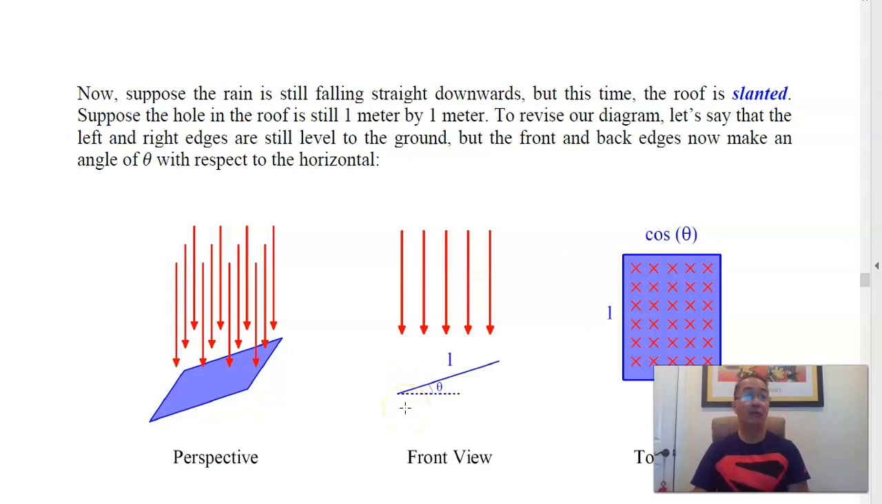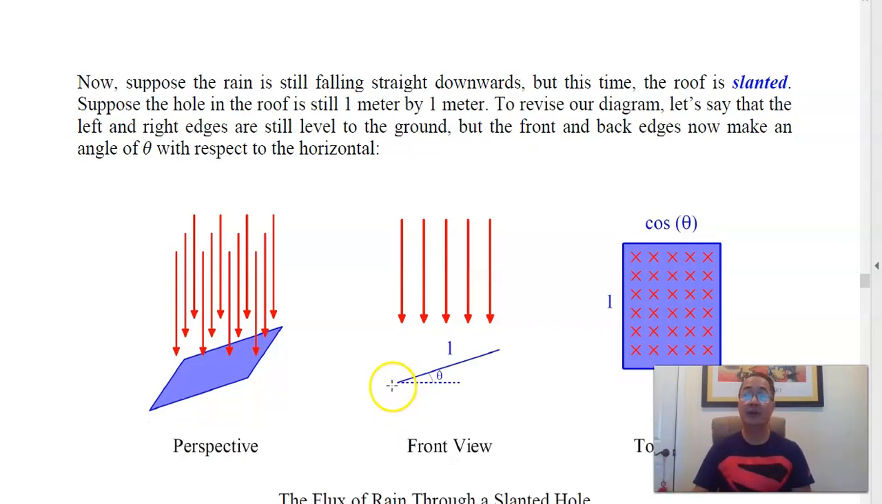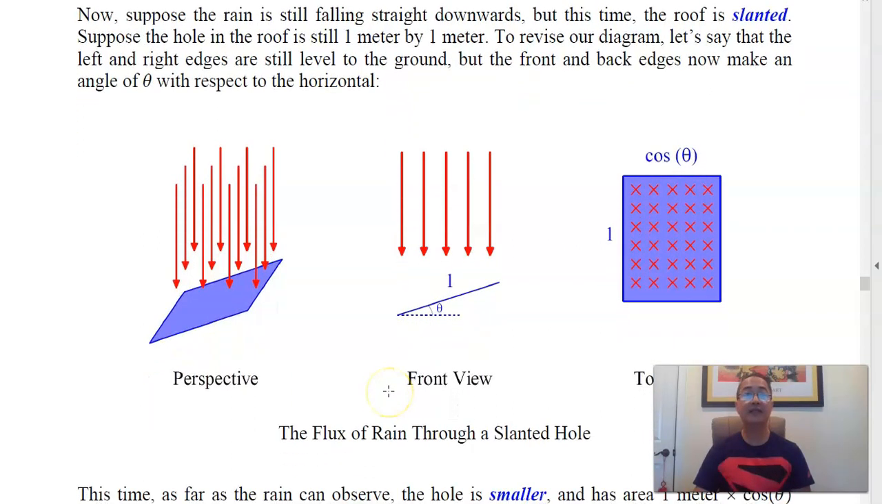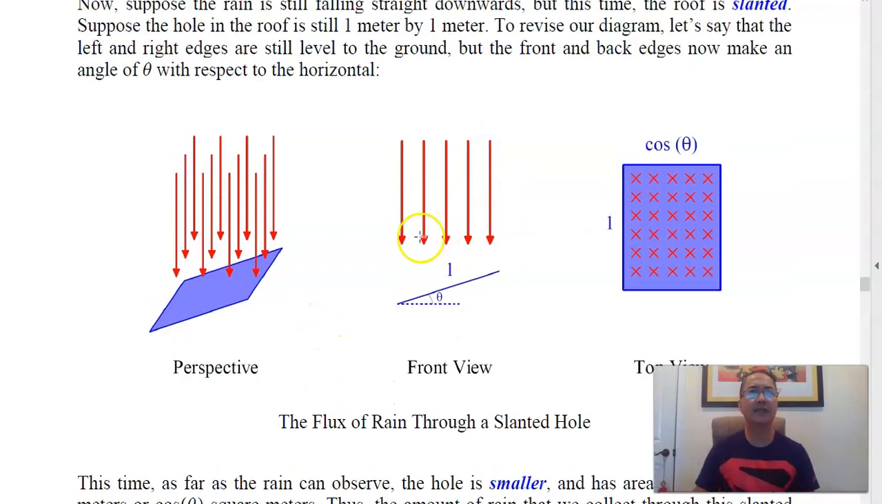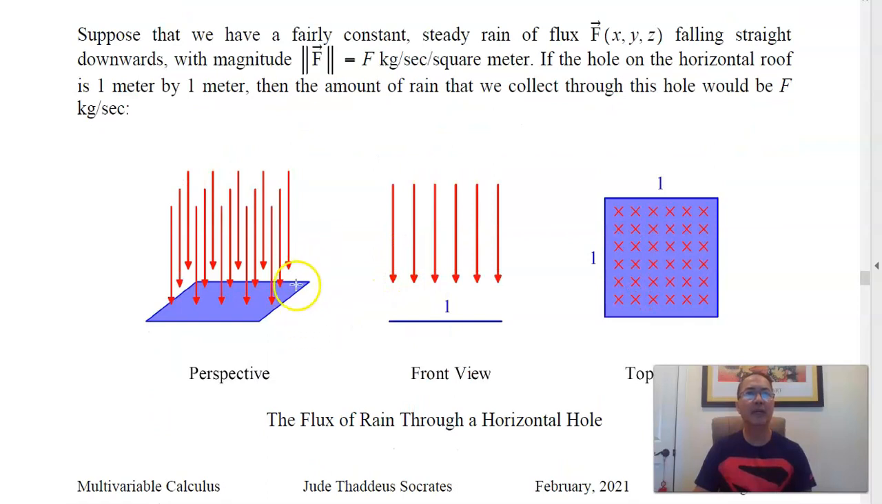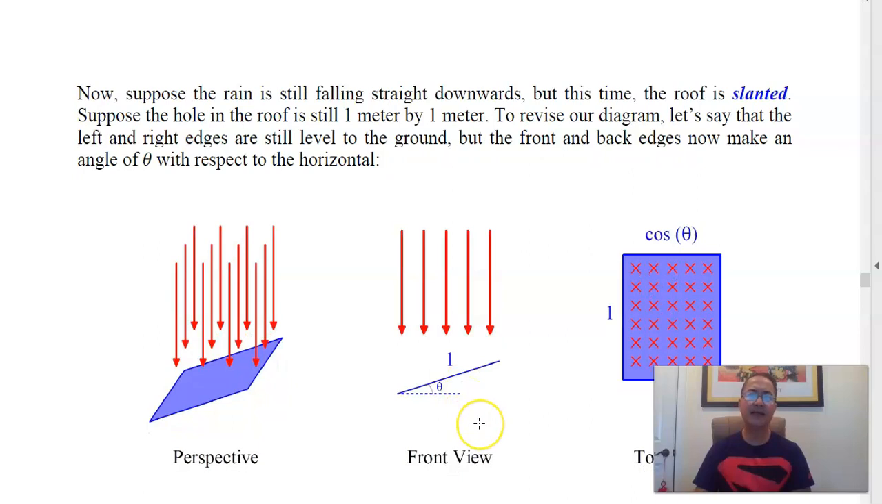But now, what if your hole through the roof is not perfectly horizontal? What if it's slanted now? What if it's making an angle of theta with respect to the horizontal? That hole, I forgot to mention, is 1 by 1, a square. So if it's slightly tilted, the width, would that be the width? No, that would be the length.